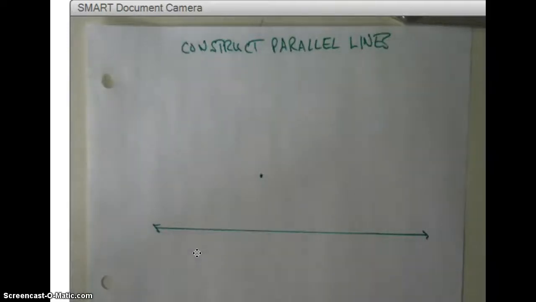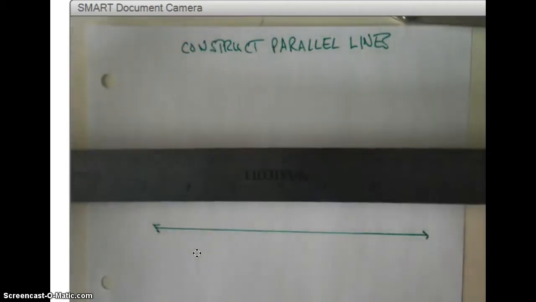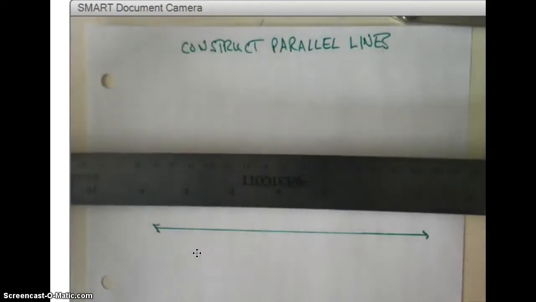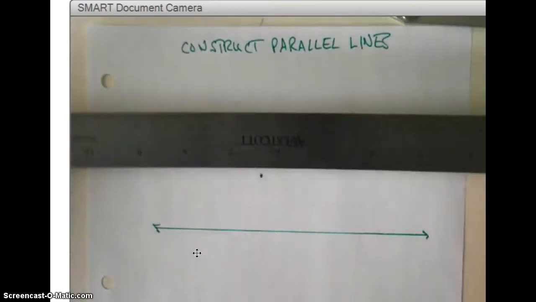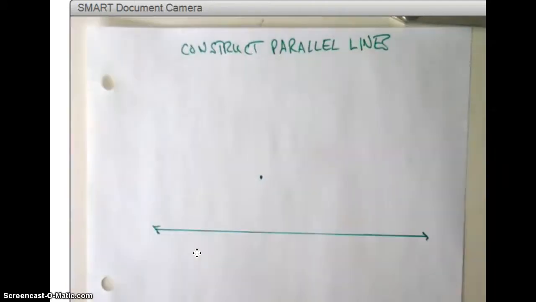So we're going to construct parallel lines here, but more specifically, we're going to try to construct a line that's parallel to the line in this picture, but that also passes through the point. So you could have lots of parallel lines, one here, maybe one up here, but we're going to draw the one that also passes right through that point. All right, so that is our job.